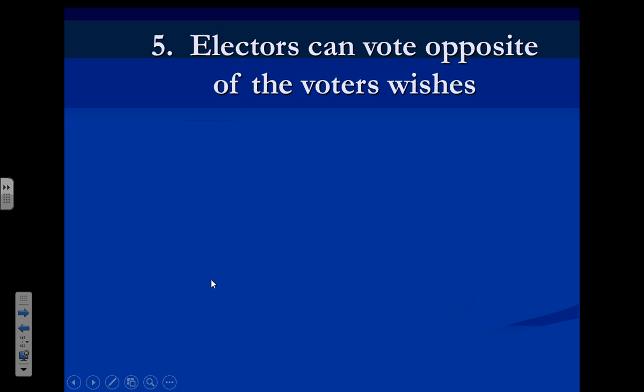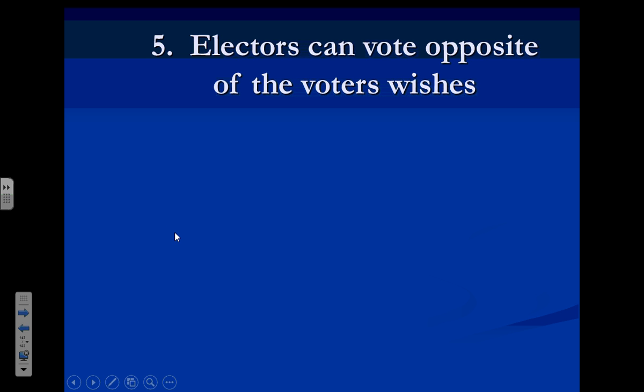Electors could possibly vote opposite of the wishes of the voter. So that's the design of the Electoral College, to protect against poor choices. But we know how democracies work today. We are educated voters, or at least we have the opportunity to be educated voters. So I don't know if we need the safeguard of the electors voting differently than what the people want.